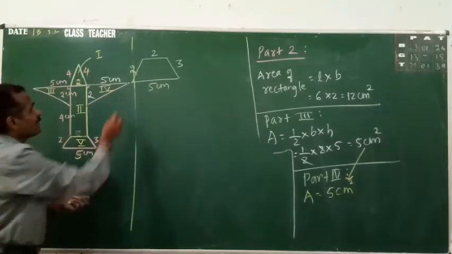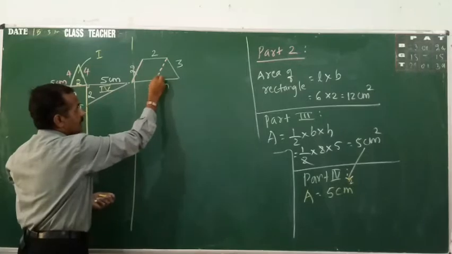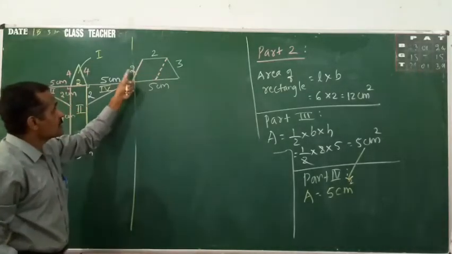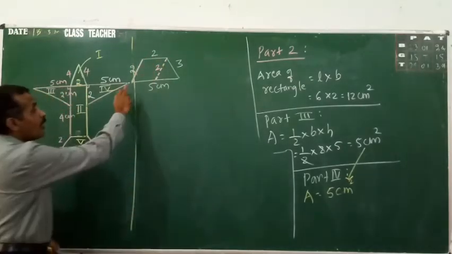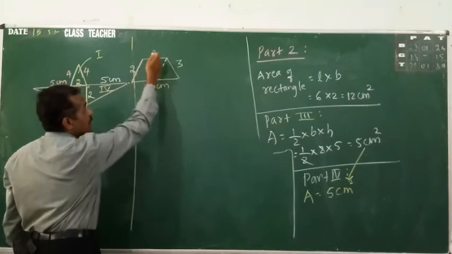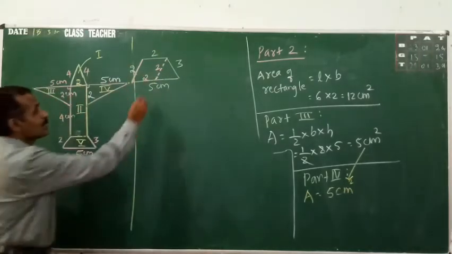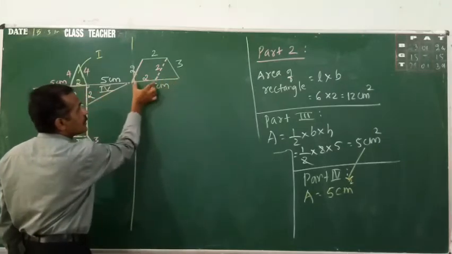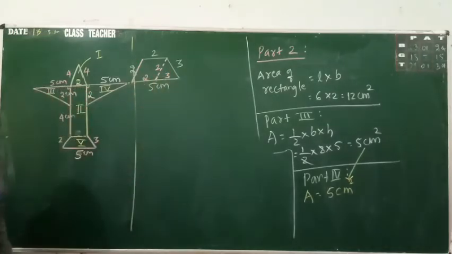What I will do is draw one parallel line to this from here. That means a trapezium is cut into a parallelogram and a triangle. When this is 2, this is also 2. Out of this 5 centimeter, when this is 2, this is also 2 centimeter. That means what is left out? Total 5 centimeter, 2 has gone here. 3 centimeter is left here.